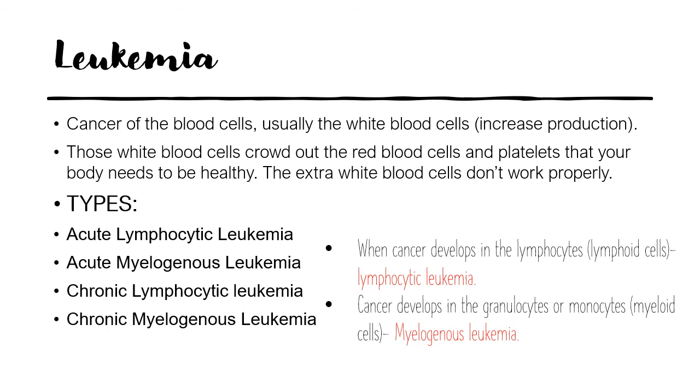There are types, that is acute lymphocytic leukemia and acute myelogenous leukemia. When the cancer develops in the lymphocytes, that is in lymphoid cells, it is known as lymphocytic. So you can see there are two terms, lymphocytic and myelogenous. Myelogenous is when the cancer develops in the granulocytes or monocytes, that is myeloid type of cells. The other types are chronic lymphocytic leukemia, and fourth is chronic myelogenous leukemia. So this was a brief on leukemia.